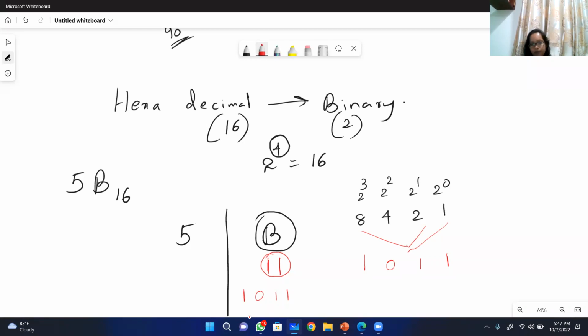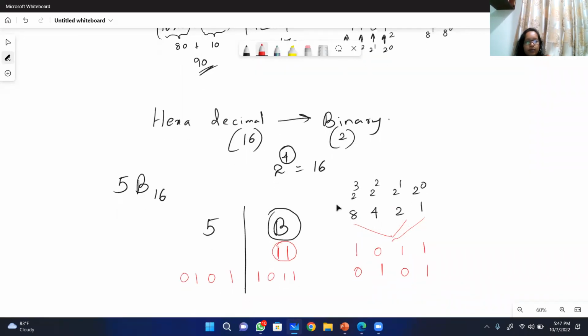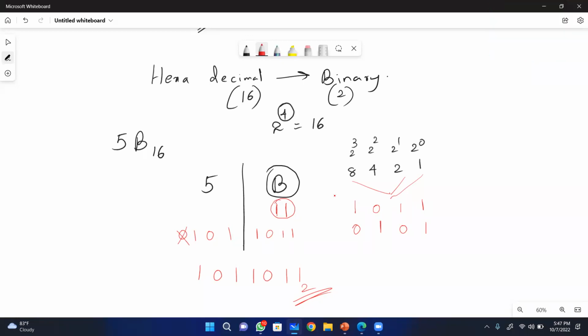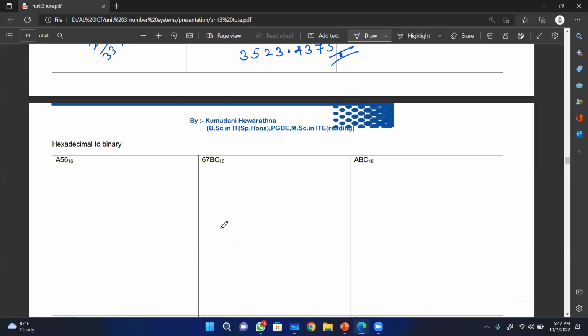Same way, how to make 5. 4 plus 1, no? So 4 is 1, 1 is 1, 2 is 0, 8 is 0. So just 0, 1, 0, 1. Then 1, 0, 1, 1, 0, 1, 0, 1. This is the answer. The first 0 you can skip. Right? Got it? Yes, teacher. Right.